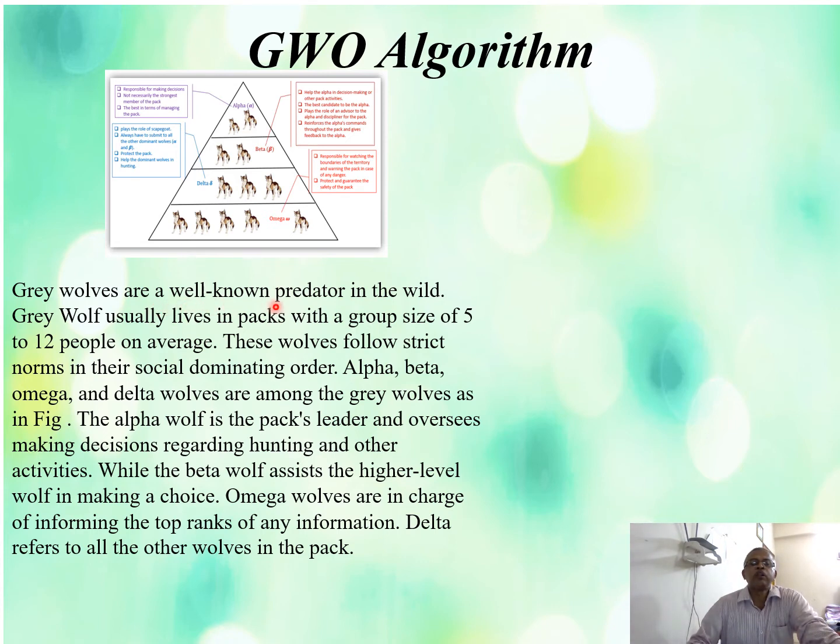Gray wolves are a well-known predator in the wild. A gray wolf usually lives in a pack with a group size of 5 to 12 on average. These wolves follow strict norms in their social dominance order: alpha, beta, omega, and delta wolves are among the gray wolves, as we can see in the figure. The alpha wolf is the pack's leader and oversees making decisions regarding hunting and other activities, while the beta wolves assist a higher level wolf in making a choice. Omega wolves are the source of informing the top ranks of any information. Delta wolves report to all other wolves in a pack.